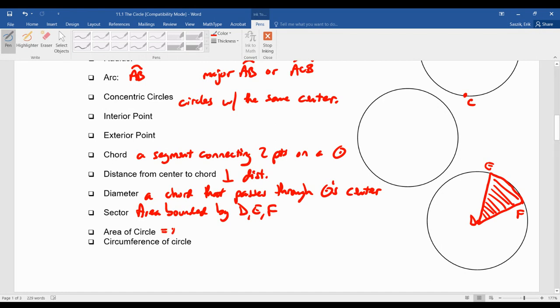Area of the circle, I certainly hope you know, is pi r squared. Circumference would be 2 pi r. Some students have learned that as pi d. Of course, pi d, pi times the diameter, is the same thing. Usually we like to use radius, though.